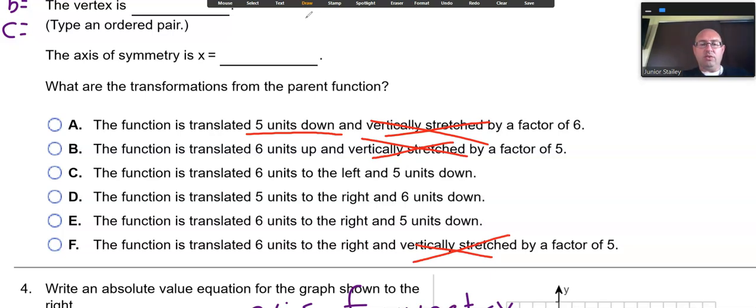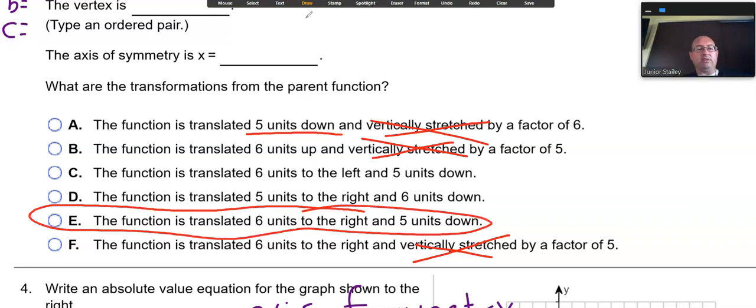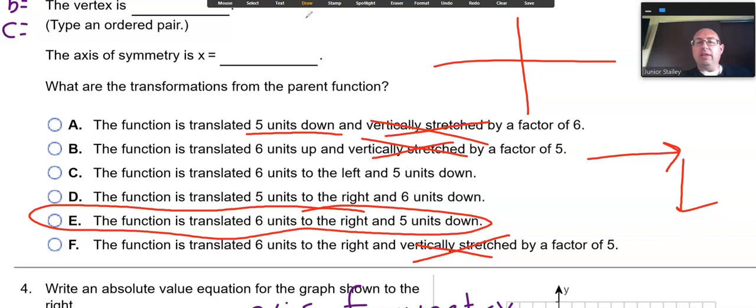We wanted to go 6 to the right and 5 down. There it is. Letter E. 6 to the right and 5 down. So this graph just got moved 6 to the right, 5 down. So visually speaking, you'd be looking at a vertex over here with slopes of 1 and -1. All that, if we were to graph it out.